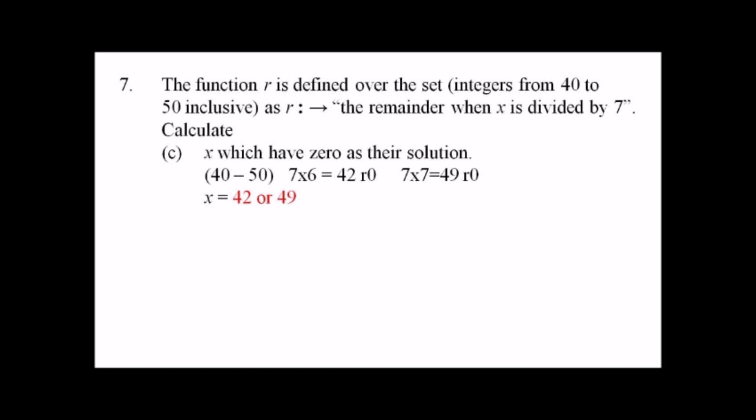And then c, x which have 0 as their solution. Remember, we're dealing with numbers from 40 to 50. 7 times 6 is 42, so that'll be remainder 0, 42. And 7 times 7 is 49, that also has remainder 0. So the answer for x, with 0 as the solution, is 42 and 49.